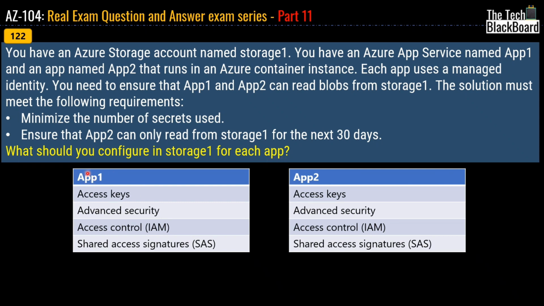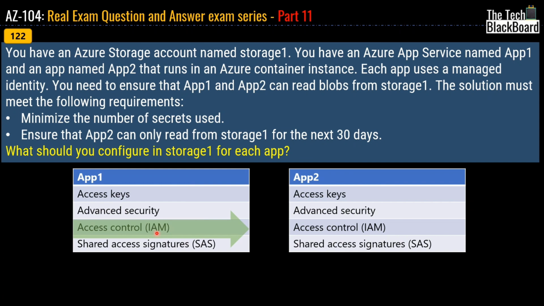And here you can see that we are given app1 and app2, and there are some options given and you have to pick the right option for each app. So the correct answer for app1 is that we need to select access control or IAM. The reason being that since app1 uses a managed identity, app1 can access the storage account via IAM. As per the requirement, we need to use the minimum number of secrets, and that's why the best option here is to use access control.